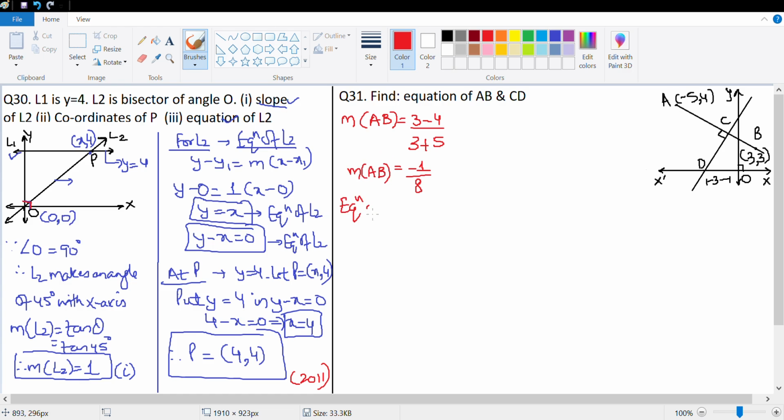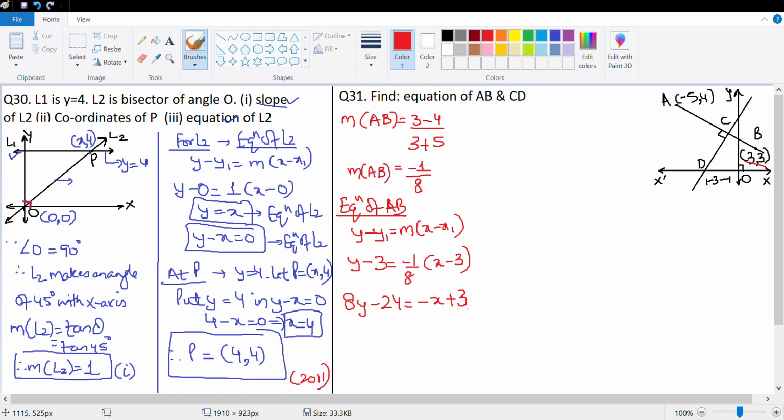So equation of AB would be given by y minus y1 is equal to m times x minus x1. In this case, for AB, let's take 3 and 3 as x1 and y1. So y minus 3 is equal to m, in this case negative 1 upon 8, times x minus 3. Cross multiply: 8y minus 24 is equal to negative x plus 3. So 8y plus x is equal to 3, and if I take negative 24 that side, it becomes plus. So 8y plus x is equal to 27. So that's my equation of AB.